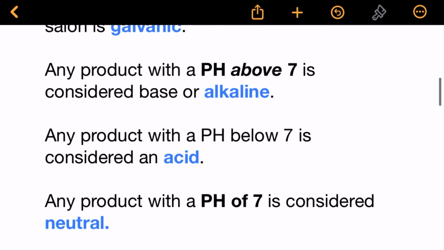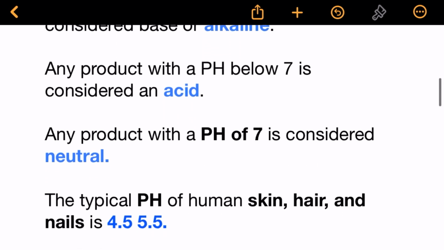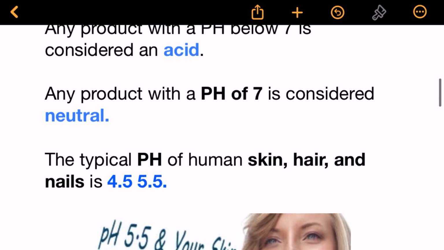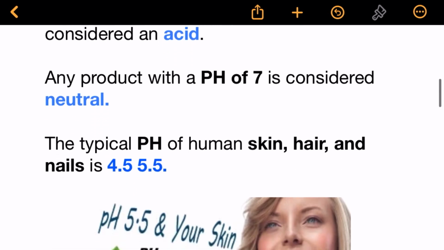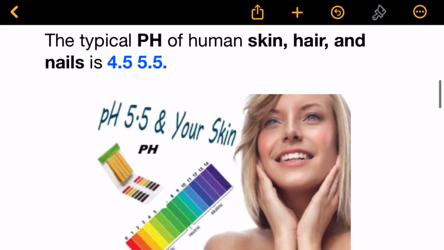Any product with a pH above 7 is considered base or alkaline. Any product with a pH below 7 is considered an acid. Any product with a pH of 7 is considered neutral. The typical pH of human skin, hair, and nails is 4.5 to 5.5.